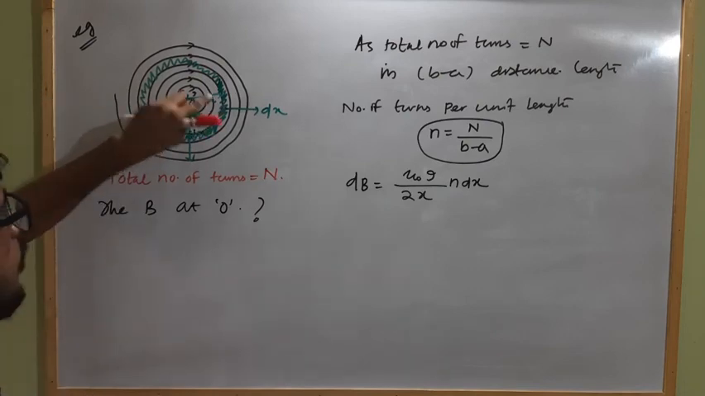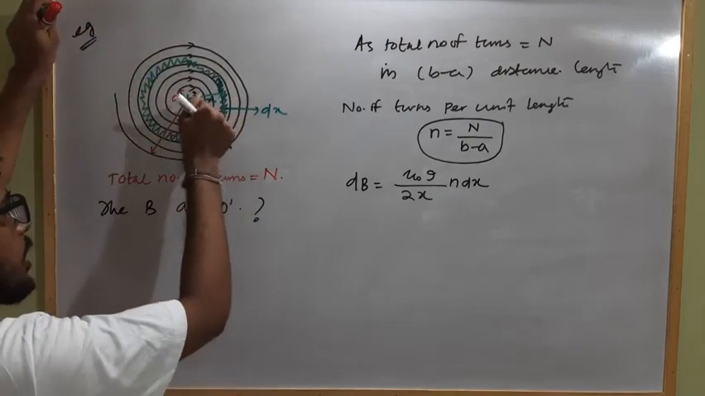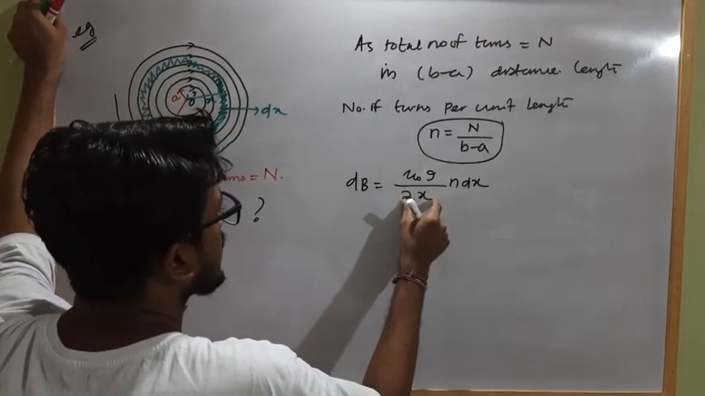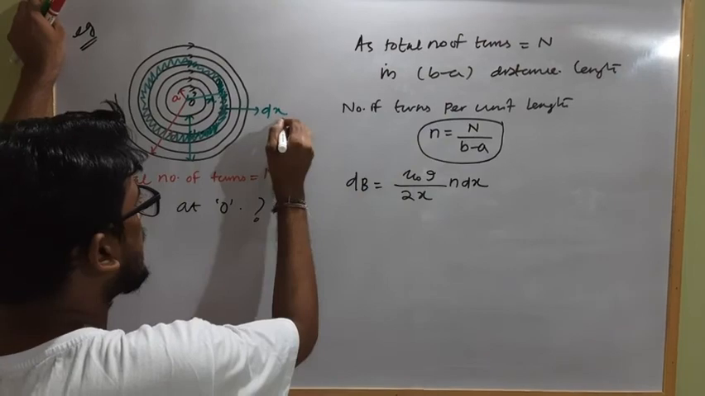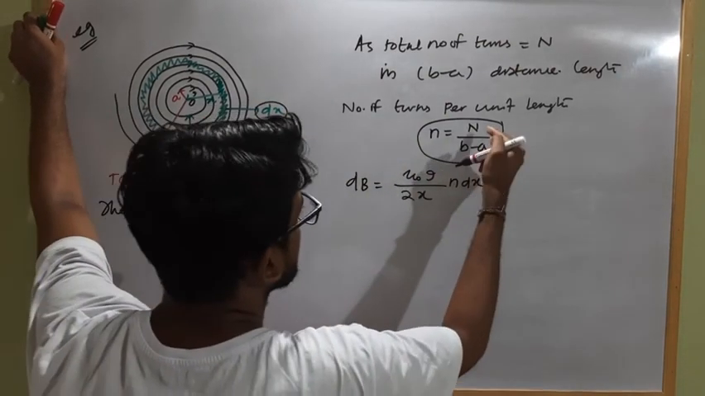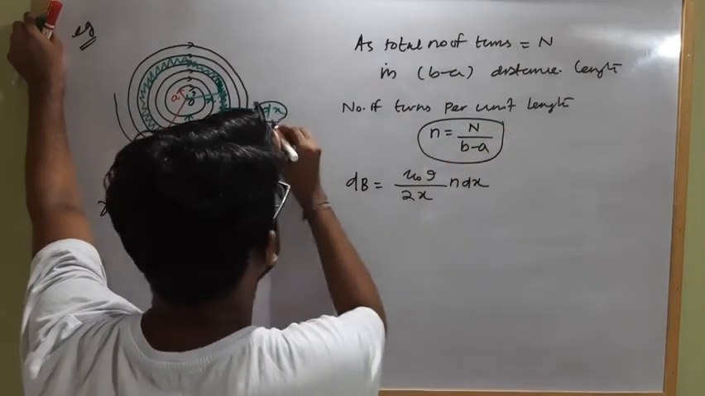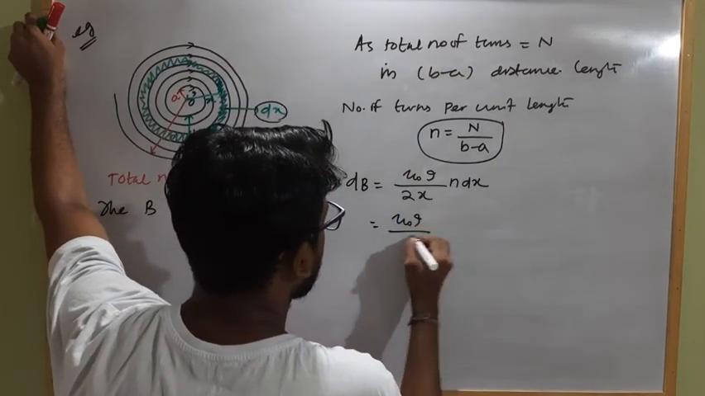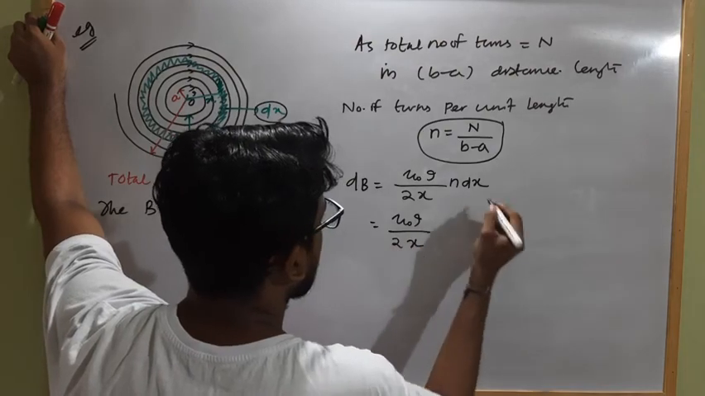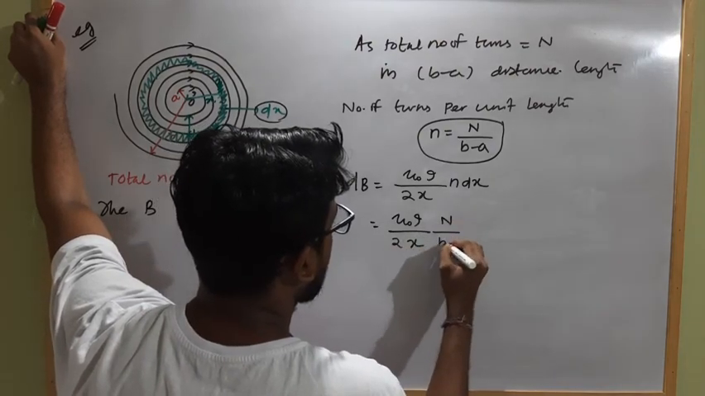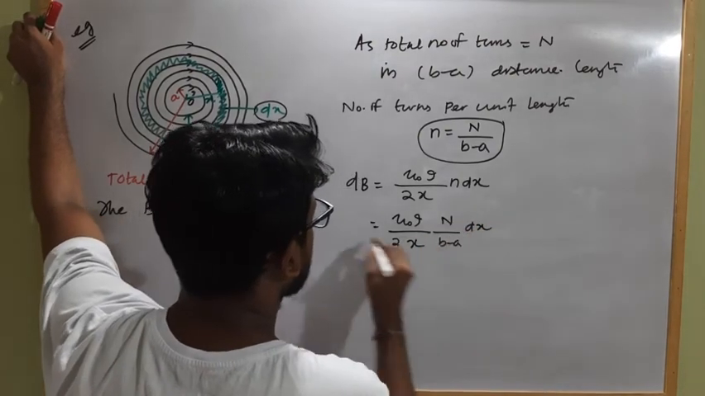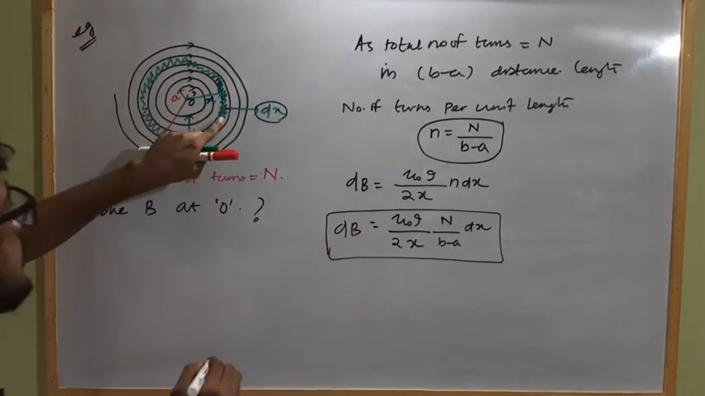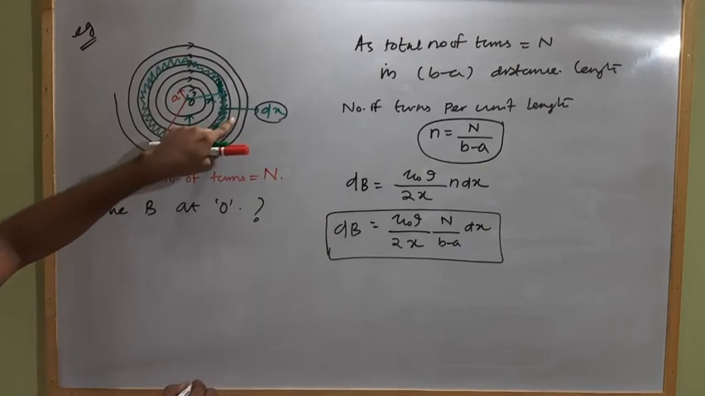As dx is the width of this infinitesimally small circular coil which is at a distance x from this center O, due to this circular coil the magnetic field strength at the center O will be mu naught I by 2x due to one turn. But in dx length there are how many turns? Number of turns per unit length into width dx, it will be n dx. So this can be written as mu naught I by 2x, and in place of n we can write N divided by B minus A, into dx. So this is the expression for magnetic field strength due to this small circular current carrying coil.